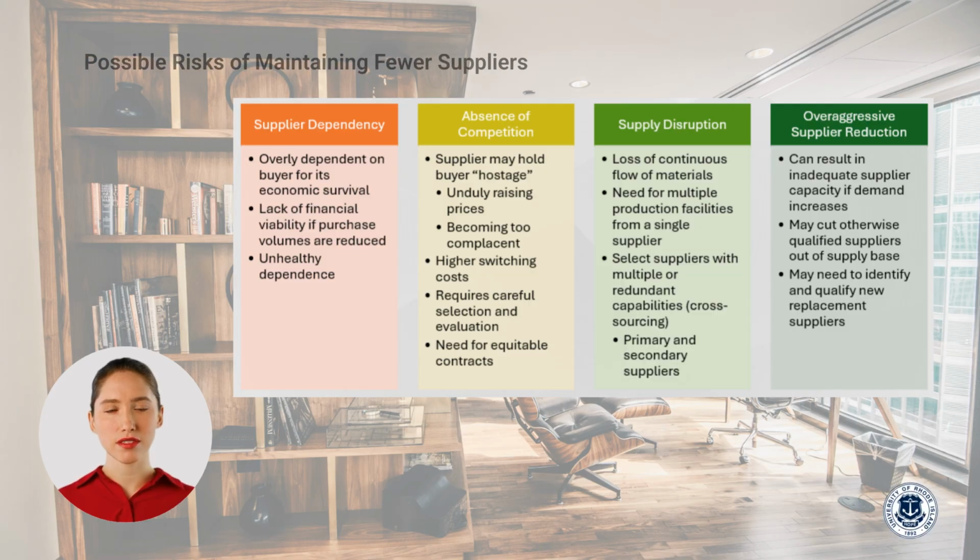There are various risks associated with having too few suppliers. Supplier dependency may occur, including financial instability or unhealthy dependence. Lack of competition can allow suppliers to raise prices or become complacent. Switching costs increase and contracts must be carefully structured. Supply disruptions may occur, so firms use redundant capabilities, multiple facilities, and primary and secondary suppliers. Over-aggressive reduction can also eliminate qualified suppliers and create capacity shortages.